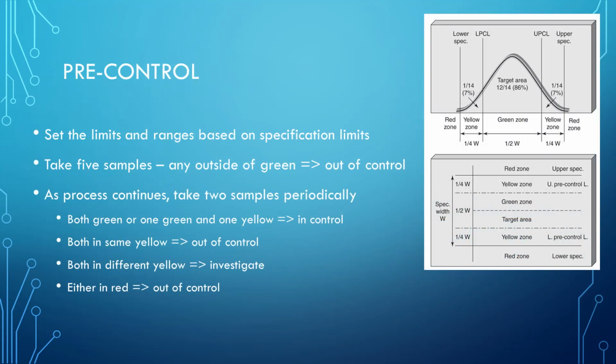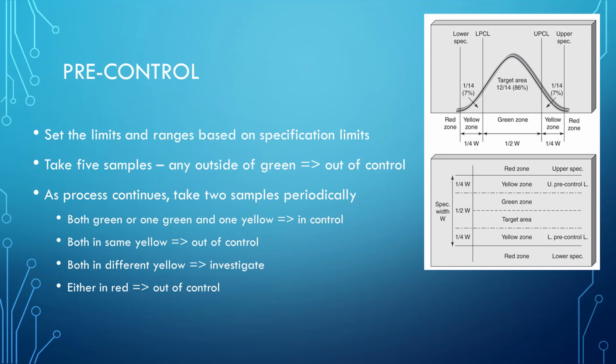There's a technique called pre-control that we can use really early on when we don't have very much data. In this case, we set the limits based on the specification limits, not control limits. So we take the distance between the specification limits and divide it into 4 sections. The 2 sections around the center line are green. The 2 sections between that line and the specification limits are called yellow, and outside of the specification limits are red.